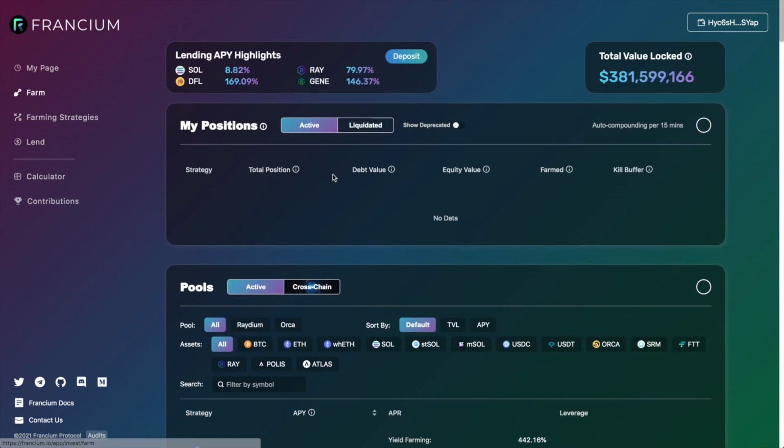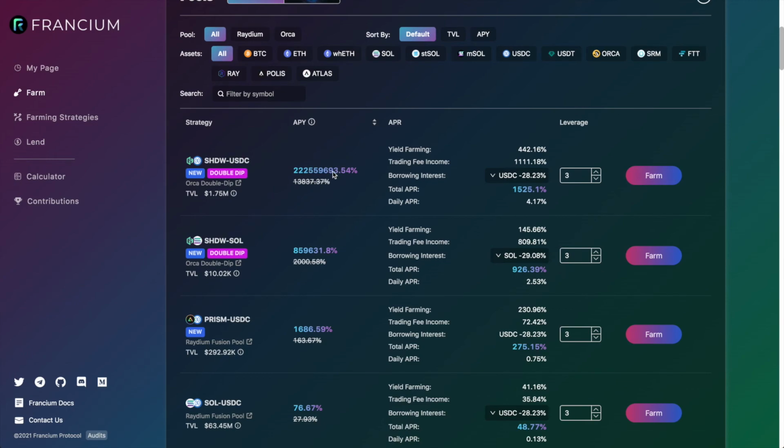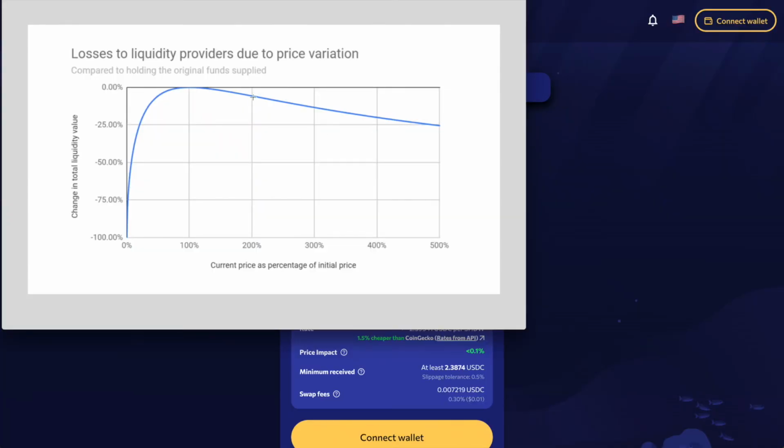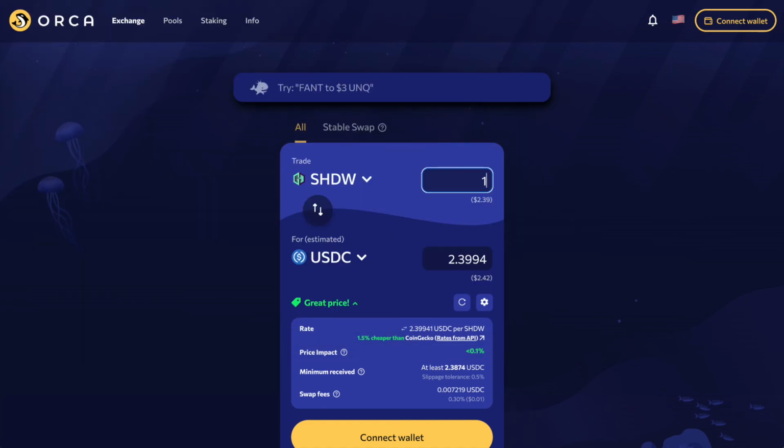My other thought is that I'm going to go into this farm. And it's hard to say no to 222 million % APY. If we go back to Orca, we can see that the current price of Shadow is 2.39. If I think that this price is going higher, we can see based on this graph that it might diverge from USDC, but if it doubles, triples, quadruples in price, even if it goes up 5x, I'm only losing 25%. And if I can get an APY of 222 million %, which is like 4% a day or something, it might be worth doing this, right?